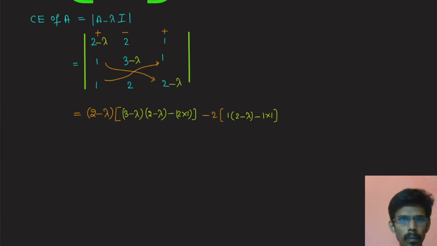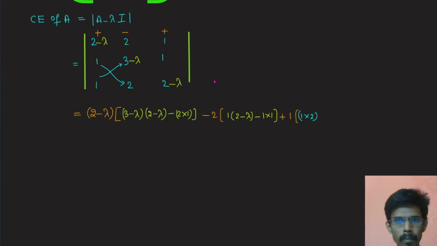Next we have this plus 1 into, leave the first row and the last column. So here we have four elements. Now apply AD minus BC here, so we have 1 into 2 minus 1 into 3 minus lambda.